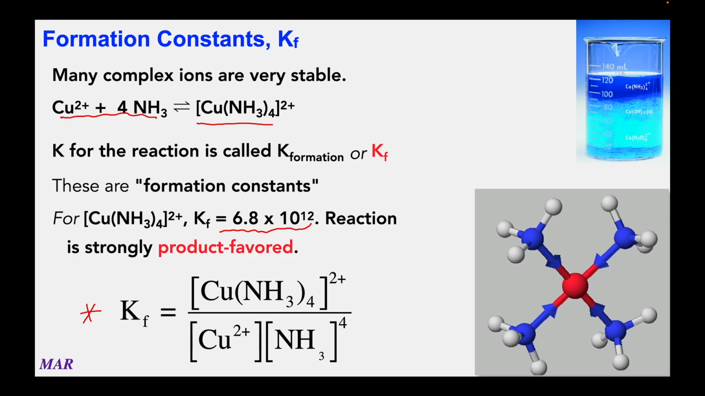So if you have a little copper 2 hydroxide and you add too much hydroxide or ammonia, this thing is going to kick in big time because it's so product favored. So you're going to see this reaction pretty readily. So the important part here is that if you see a formation constant, the complex ion is the product in the numerator, and in the denominator you have whatever goes into the complex ion. So in this case it would be copper 2 plus and ammonia to the fourth power.